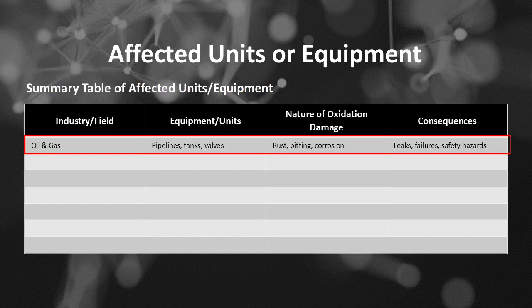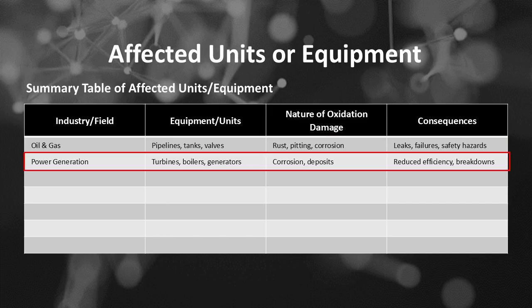If the industry or field is oil and gas, then the equipment or units are pipelines, tanks, valves, the nature of oxidation damage is rust, pitting, corrosion, and the consequences are leaks, failures, safety hazards. If the industry or field is power generation, then the equipment or units are turbines, boilers, generators, the nature of oxidation damage is corrosion, deposits, and the consequences are reduced efficiency, breakdowns.